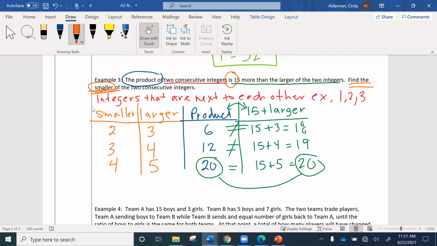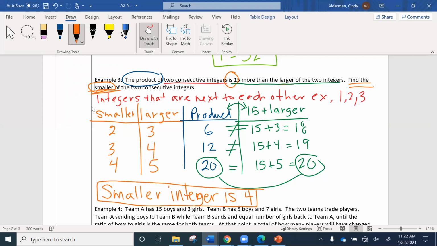So your answer here would be the smaller integer is that number that made the scenario that they're asking you for true, right? It made the product of 4 and 5 equal to 15 more than the larger integer. So the smaller integer is 4. So again, another example of a problem that you can do by using the trial and error method, even though there are no multiple choice answers to check.